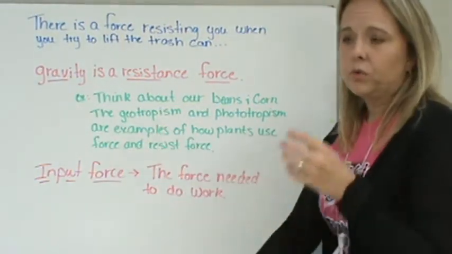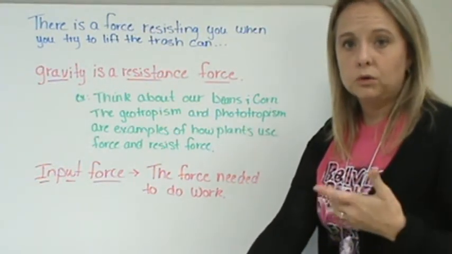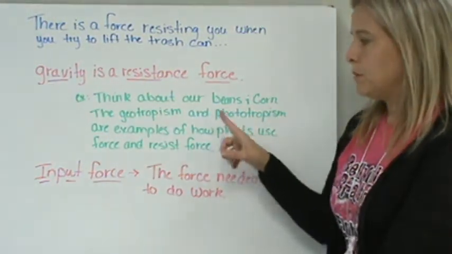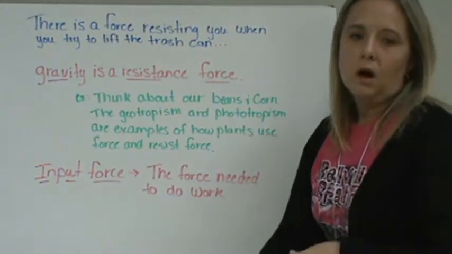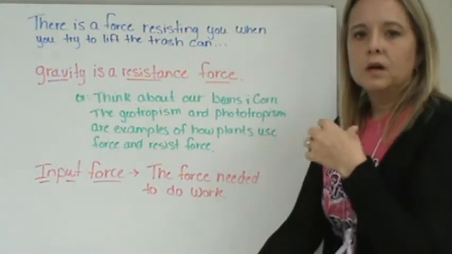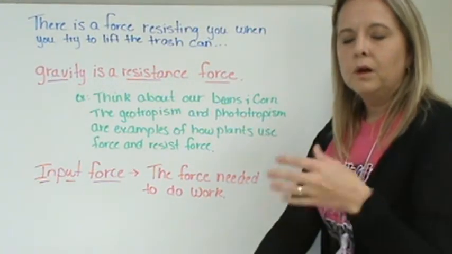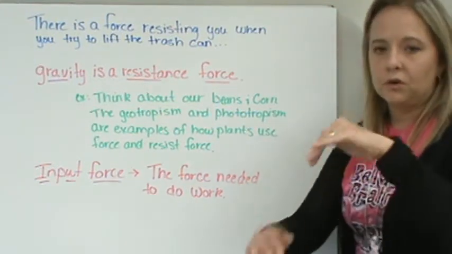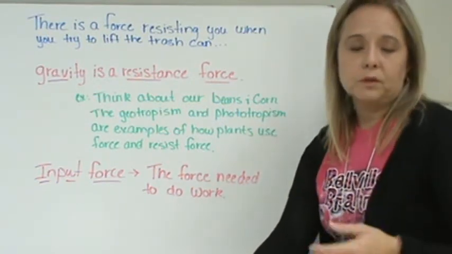Okay, in class, I want you to transfer this concept to what we're doing in class with the beans and the corn and the geotropism. So think about our beans and corn, the geotropism and the phototropism. Those are both examples of how plants use force and resist force. Those plants had to force their way out of the cotyledon down to the soil. They work with gravity. They have to force their way through the soil. In our activity, we're using beans and paper towels, but still, they're forcing their way out. They're working with the resistance force of gravity. But for the phototropism, they have to work against gravity.